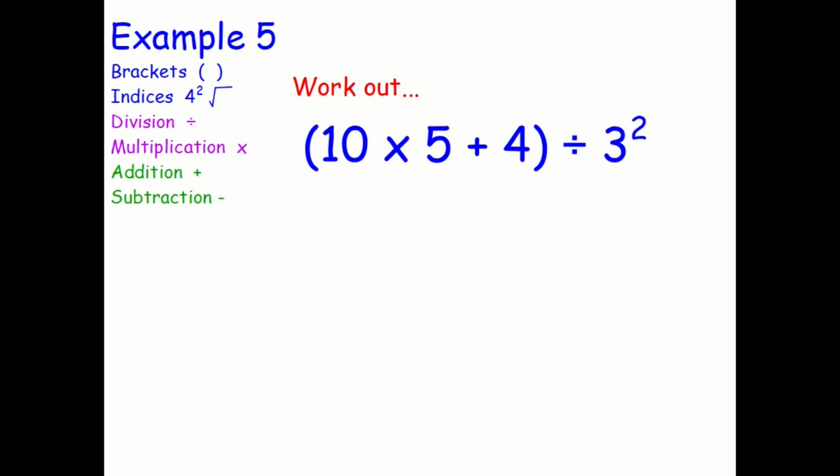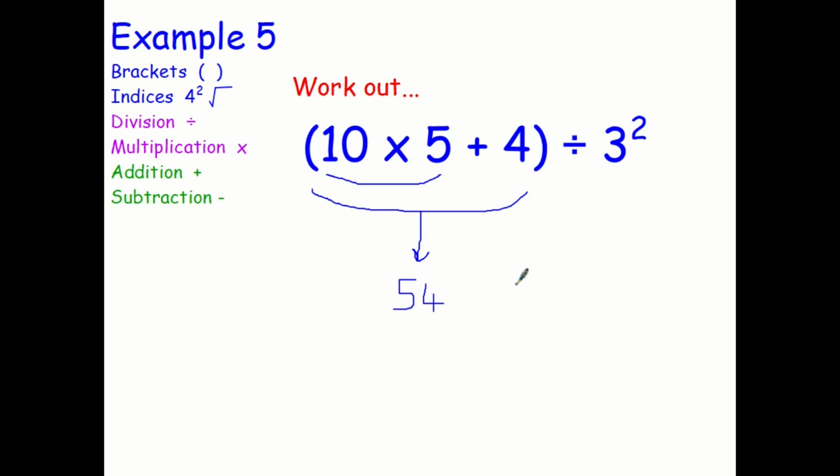Example 5. B for brackets. Do I have any brackets? Yes, I do. Let's sort out the brackets first. Now within those brackets, I have got 10 multiplied by 5 plus 4. So what do I need to address first within that bracket? Well, within that bracket, I firstly need to sort out the multiplication because that takes priority over addition and subtraction. So I'm actually going to do 10 times 5, which is 50, and then I'm going to add the 4. So from that bracket, I get 54.